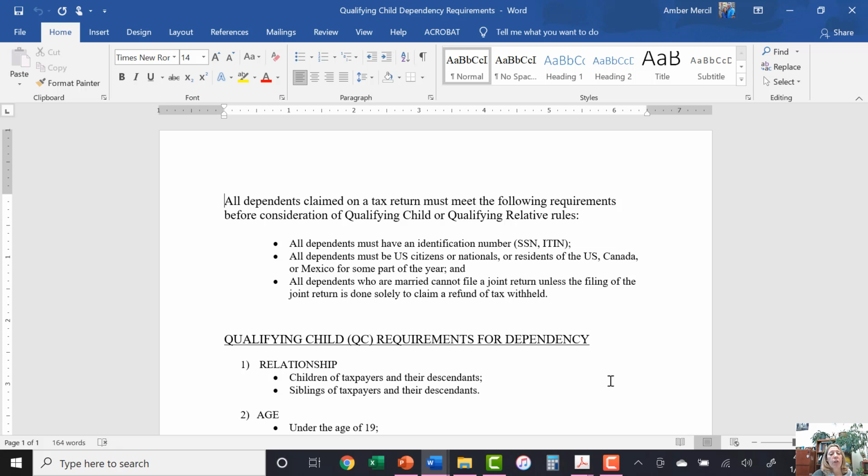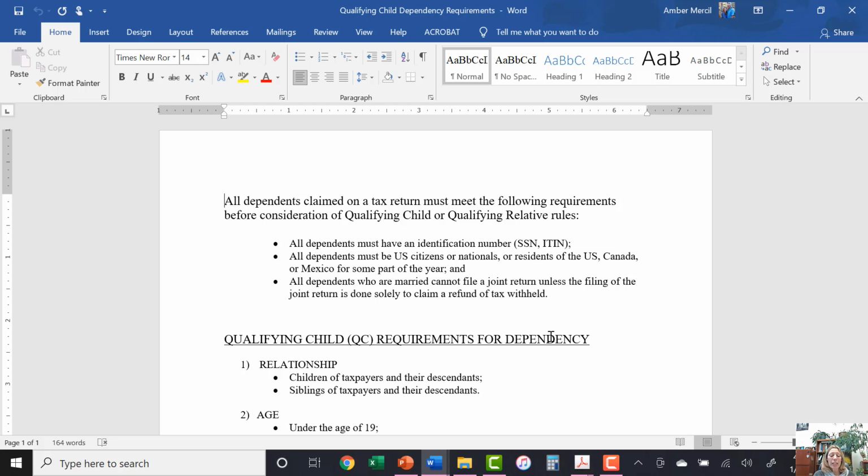So as long as all those are met, then you can start saying, well, what kind of dependent might they be? Are they going to qualify as a child, or are they going to qualify as a relative? We always want to try the requirements for qualifying child first. There are 4 tests, and if they fail one of the tests, you are not a qualifying child. You can try to be a qualifying relative. If they fail one of those tests, then they aren't a dependent at all. So you try first qualifying child. If something there isn't met, then you try a qualifying relative. If one of those isn't met, then you're not a dependent.